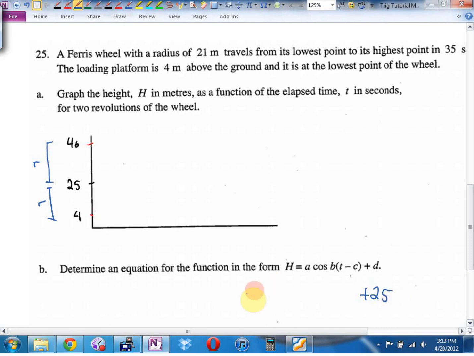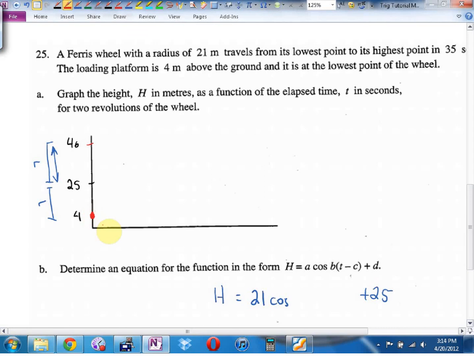I guess they want me to use a capital H for height. Okay, I'll humor them. I'll give myself a bit more room, though. Oh, what did you say the amplitude was? This distance here and here? 21, which is going to be the radius. They said to use cos. Okay. Says the loading platform is 4 meters above the ground. I think we can assume that people get on right there.